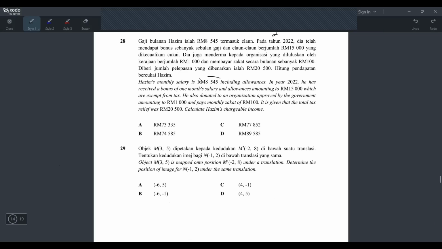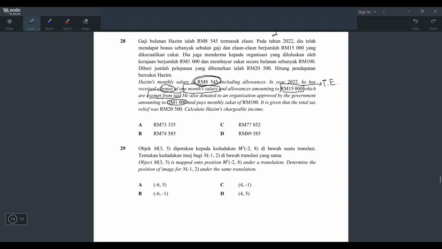Hazim's monthly salary is 8,545 including allowance. And in year 2022, he received a bonus. Bonus means income, so you have to plus it. He received a bonus income of 1 month salary. So this is the monthly salary. But then in year 2022, he received a bonus, month salary and allowance amounting to 15,000, which are exempt from tax. So we already know this is a tax exemption, pengecualian cukai.